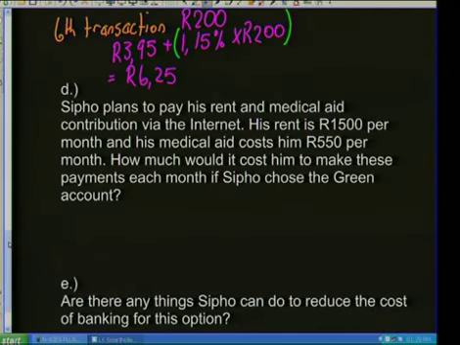You must know that every time you go to an ATM, it can cost you money. So you've got to think about this very carefully. Right, let's see what else Sipho wants to do. He plans to pay his rent and medical aid contributions via the internet. His rent is 1,500 Rand per month and his medical aid costs him 550 per month. How much would it cost him to make these payments each month if he chose the green account?